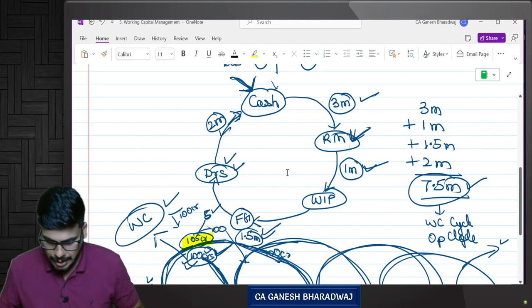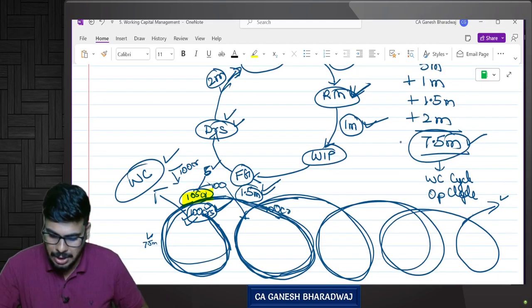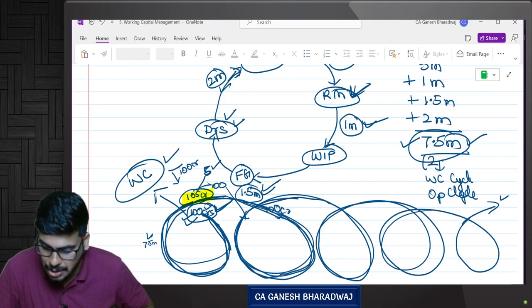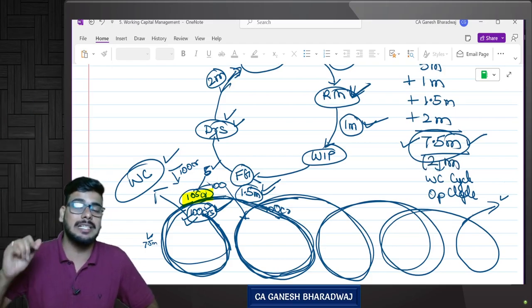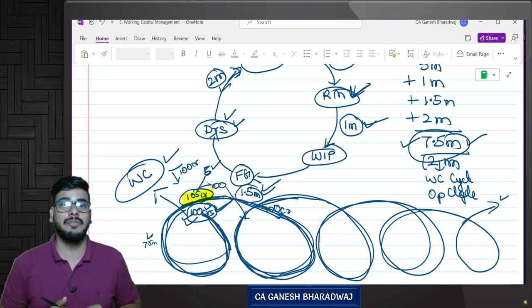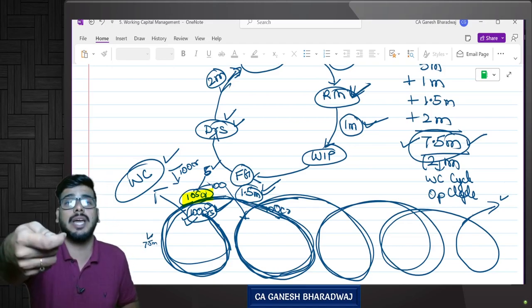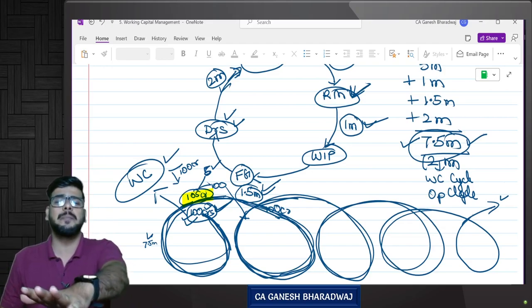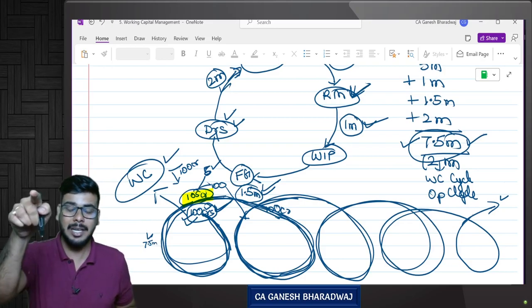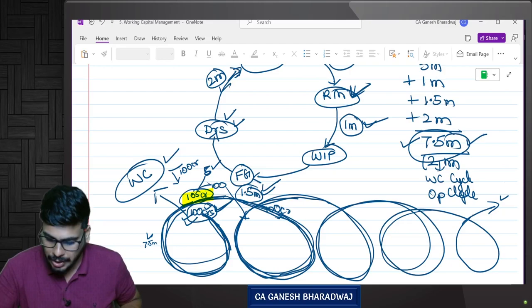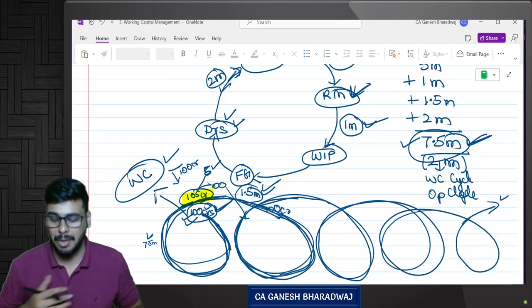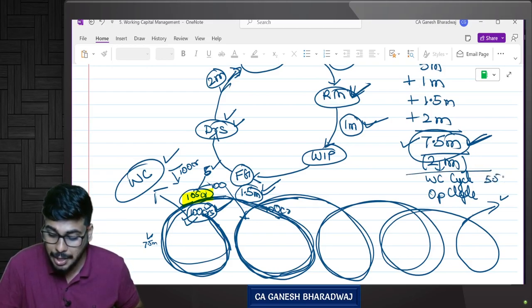So technically speaking, my funds get blocked in the business for 7.5 months, no doubt. But in this case, out of the 7.5 months, 2 months, this raw material supplier is ready to fund me indirectly. In other words, he is not funding me by way of paying me cash, but by supplying the raw material. He says, I will give you the raw material today, you need not pay me today, you pay it to me after 2 months. So indirectly, it is also a source of finance only, correct? So my gross working capital cycle is 7.5 months, but out of that, 2 months my supplier is ready to bear the burden. So my net working capital cycle is now reduced to 5.5 months.